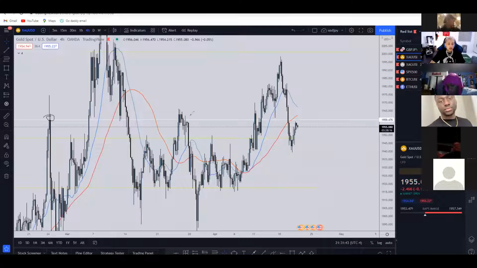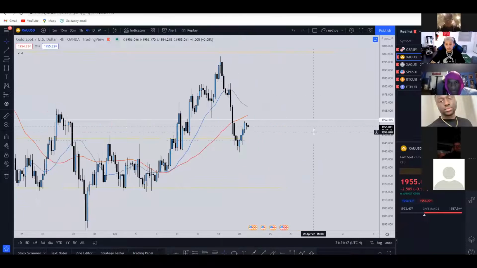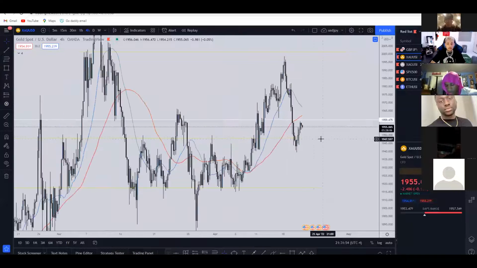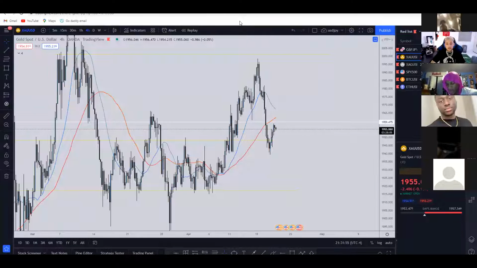So that area is this 1960 area. This is the level I wanted to see price actually give me a pullback to before actually looking to go short. So with 1960, gold is actually approaching the 1960 area. Now, when it comes down to support and resistance, supply and demand, you have to take in these three general concepts: touch, gap, and overlap.